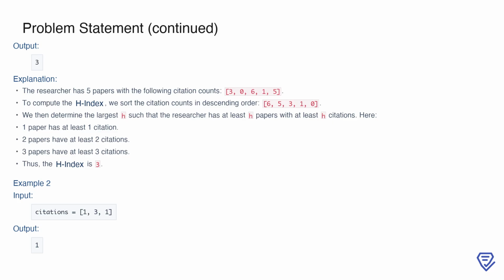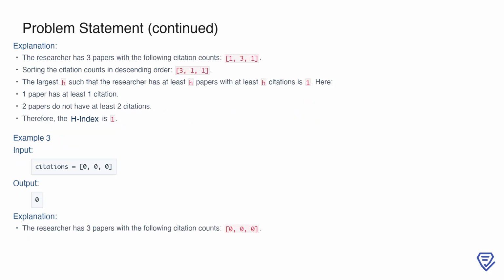Suppose the input array is citations equals 3, 0, 6, 1, 5. In this case, the researcher has 5 papers with these citation counts. To compute the H-index, we first sort the citation counts in descending order, resulting in 6, 5, 3, 1, 0. Now, we find the largest H such that there are at least H papers with at least H citations. Here, we see that one paper has at least one citation, 2 papers have at least 2 citations, and 3 papers have at least 3 citations. However, there are not 4 papers with at least 4 citations. Thus, the H-index for this example is 3.